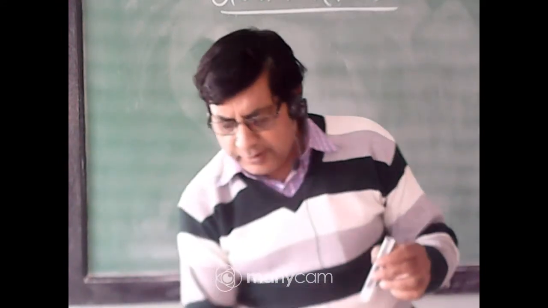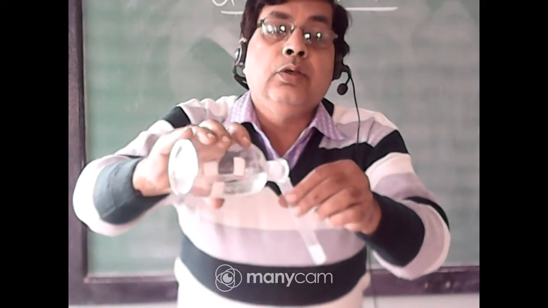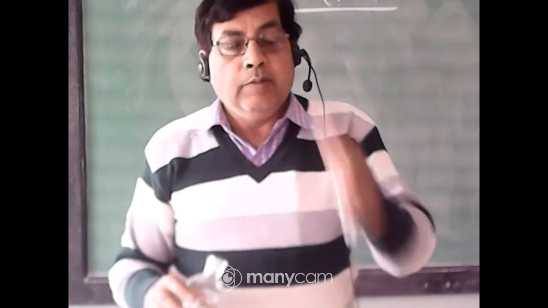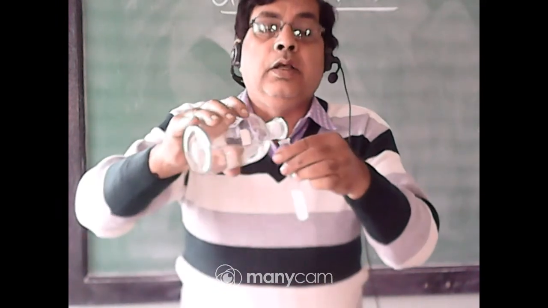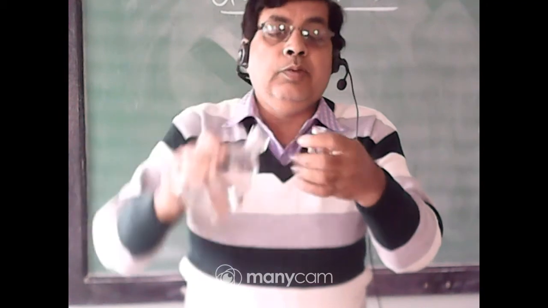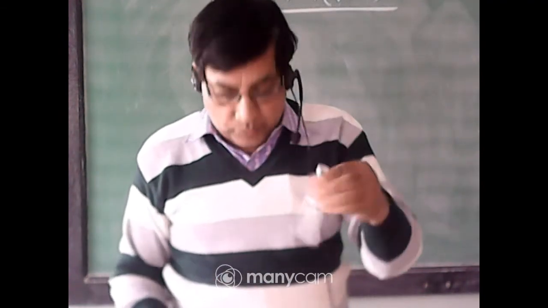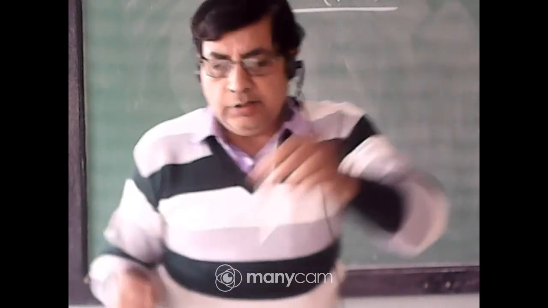Now for confirmatory test, you dissolve the precipitate in minimum quantity of dilute HCl. Don't add excess HCl, then further test will be very difficult. You add drop by drop dilute HCl and shake well. So precipitate is dissolved. Clear solution. That means precipitate is dissolved in dilute HCl.